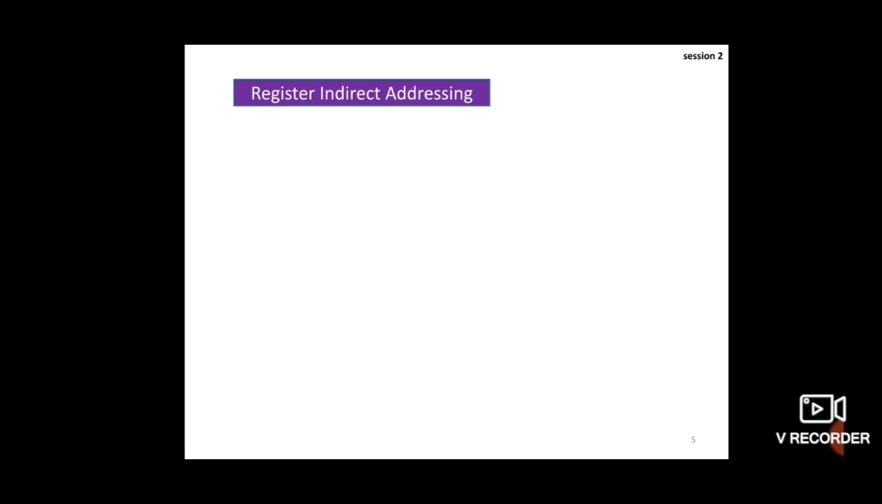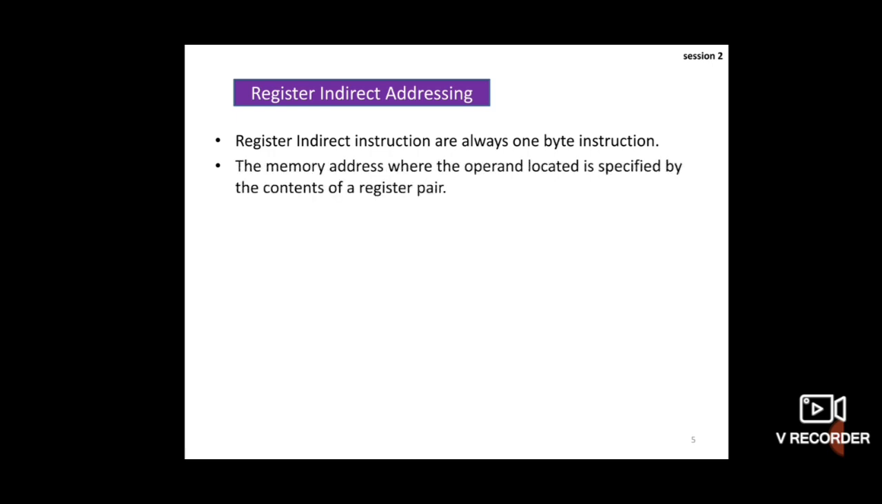Now next is register indirect addressing. See, register indirect means here the register is available but indirectly. Register indirect instructions are always 1-byte instructions, because in this addressing mode no data or address is specified. The memory address where the operand is located is specified by the content of a register pair.